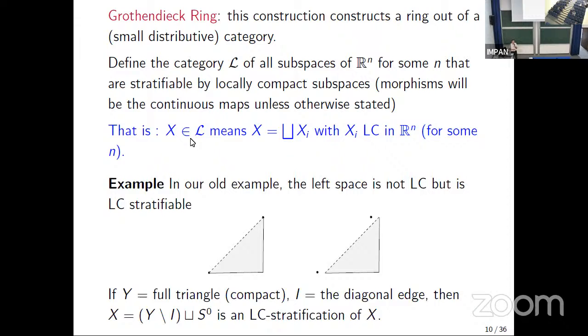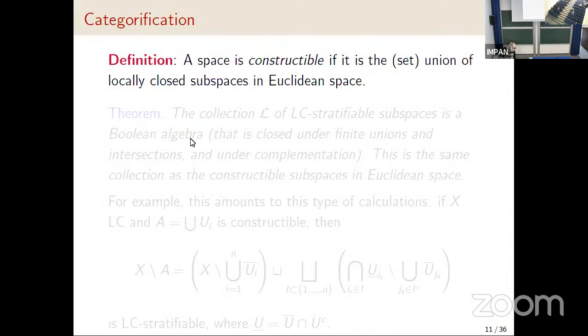Okay, so once you have a category, small means that the morphisms form a set, so you can look at the set of isomorphism classes of objects. Because after isomorphism, it's the same. So I'm looking at spaces that are stratifiable by locally compact sets. You take X and you cut it into strata.